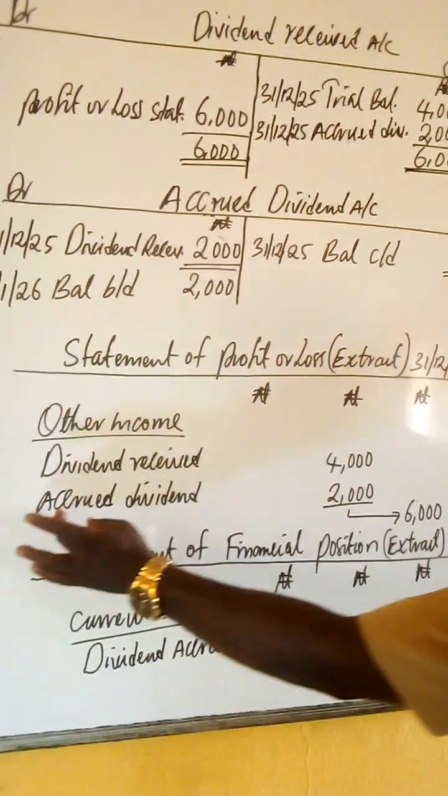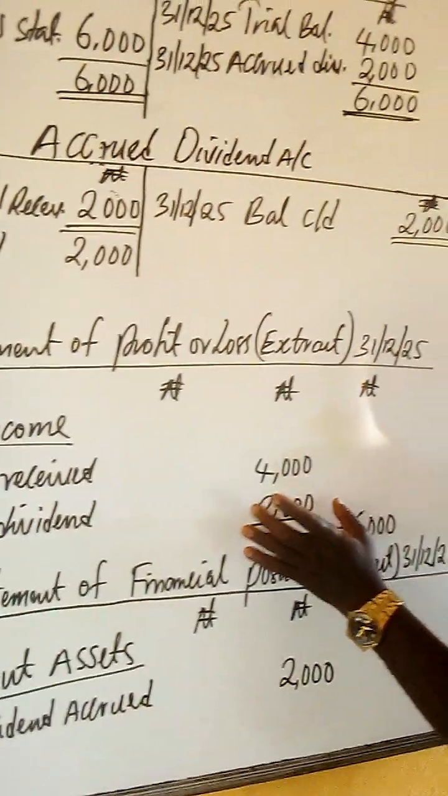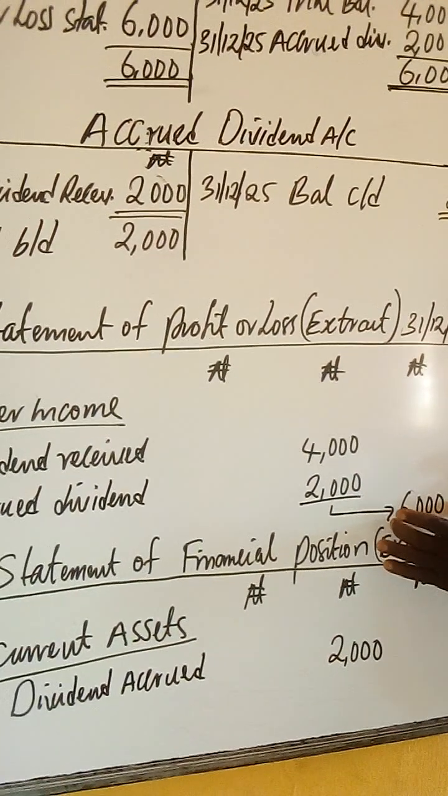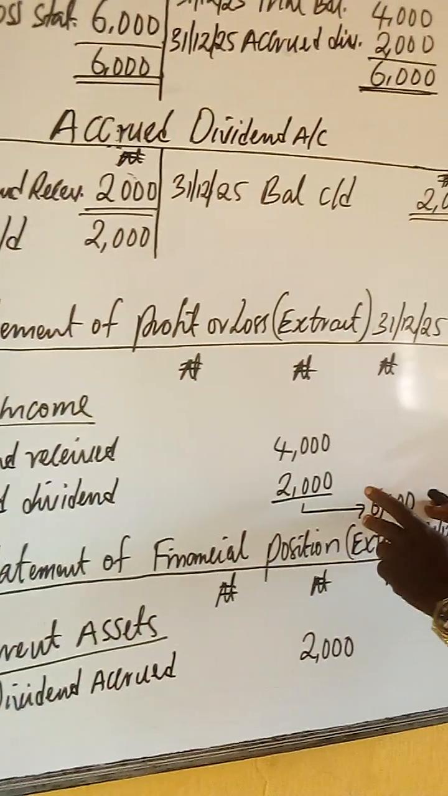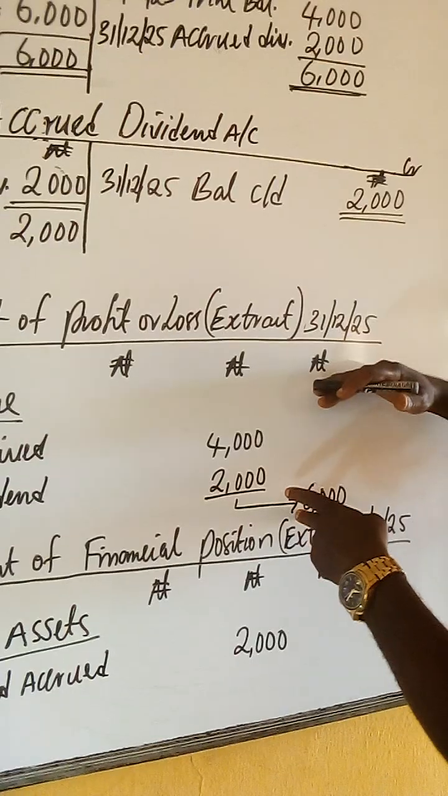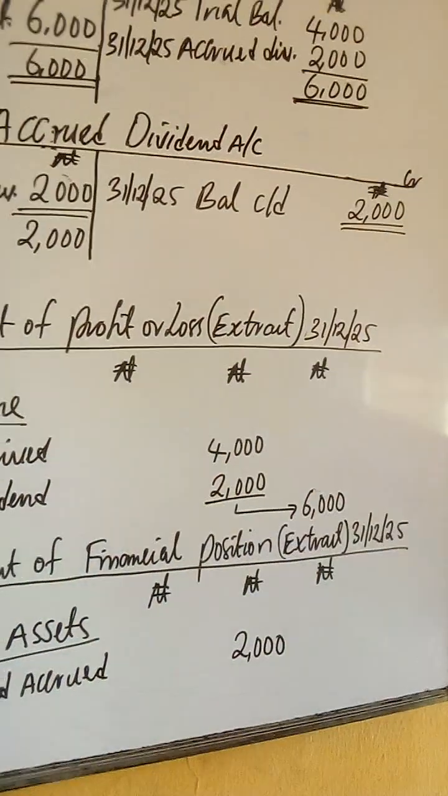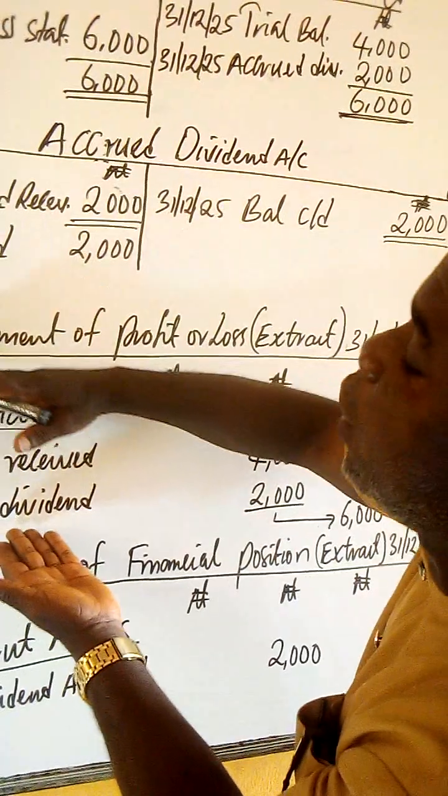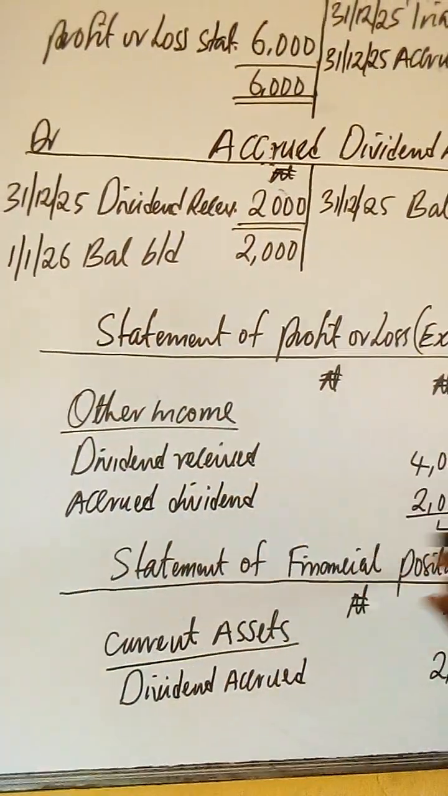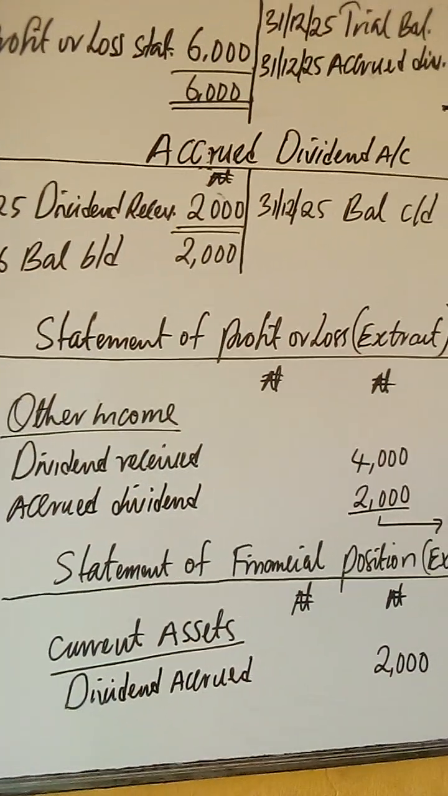Then you add accrued dividend to the one that was already received. 2,000 plus 4,000 gives you 6,000. And this 6,000, mind you, is under other income, which will be added to the gross profit gotten from your trading account. And this is a format, mind you, an extract. But if you master the format, you know exactly where other income is positioned. You know that what you get from here is added to the gross profit, which is the main income.